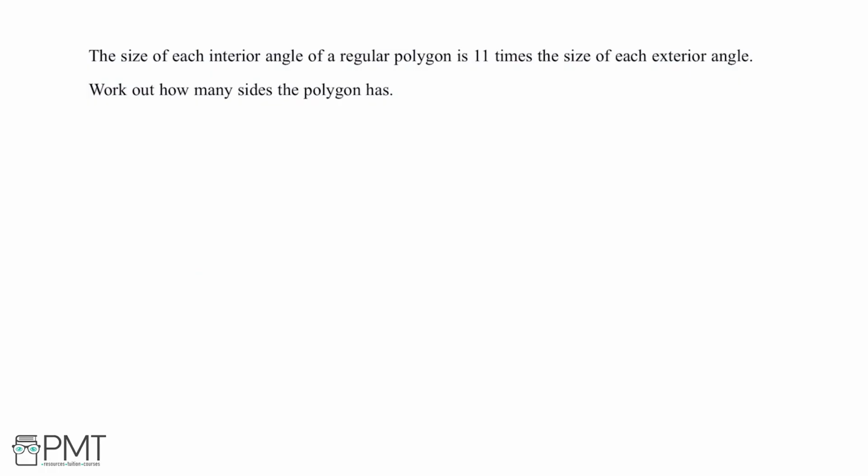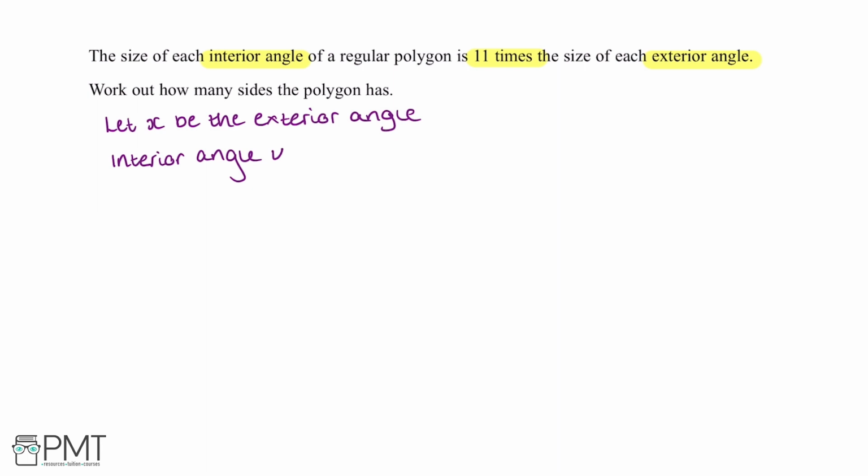The size of each interior angle of a regular polygon is 11 times the size of each exterior angle. Work out how many sides the polygon has. So the first thing we can do for this question is highlight all of the key pieces of information in the question. So each interior angle is 11 times the size of each exterior angle. So what we can do is let x be equal to the exterior angle. And because each interior angle is 11 times the size of each exterior angle, this means each interior angle will be equal to 11x.